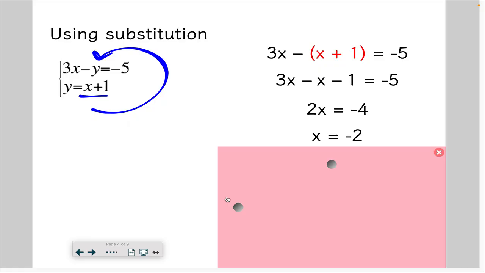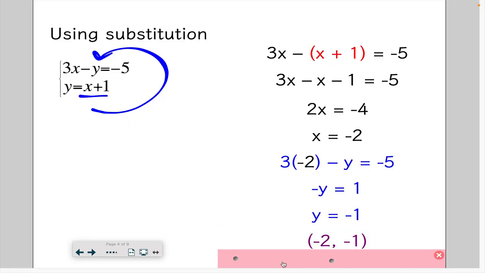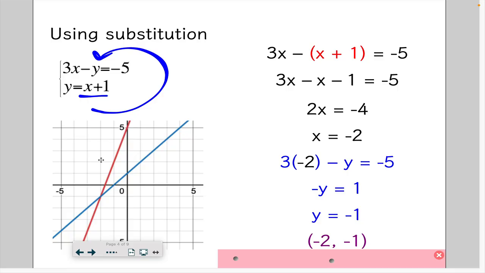Here? I mean, we could. What about here? Yeah, plug it in there. Okay, what is y? Negative 1. Okay, and again, if I had a graph, oh, I do. That's where they crossed.